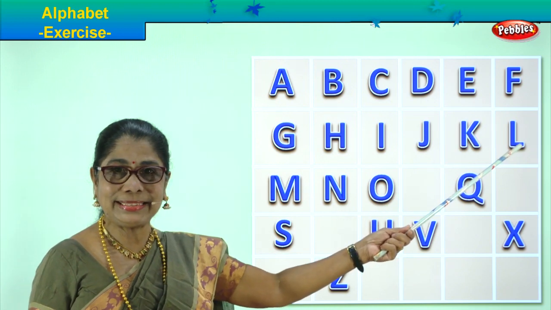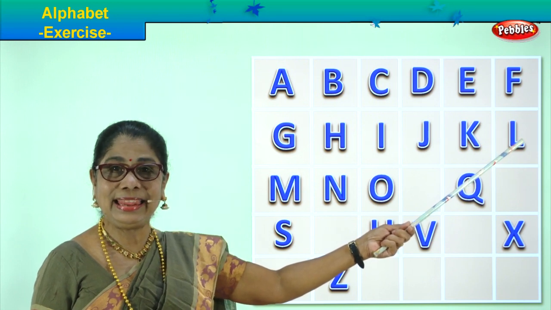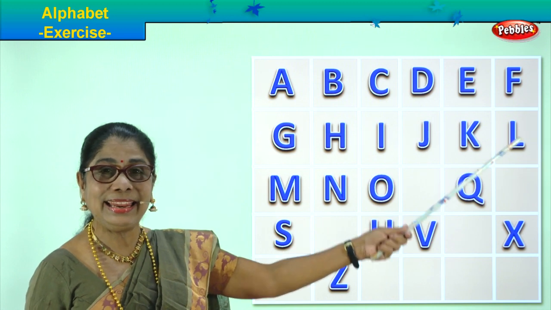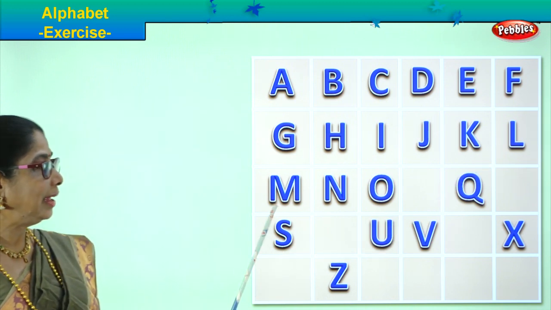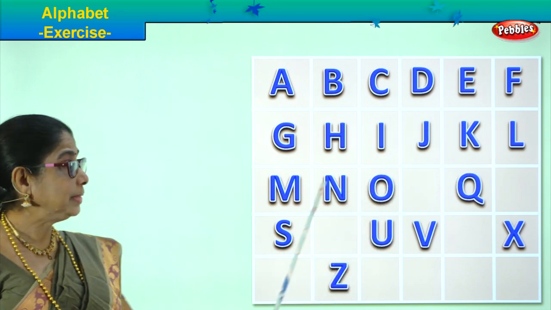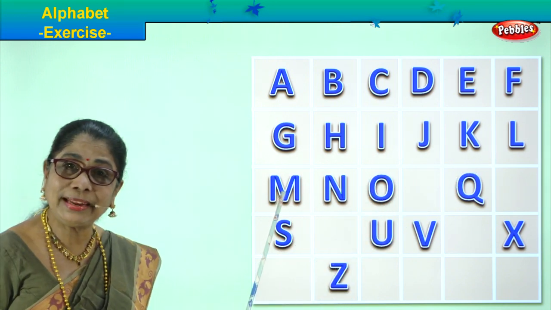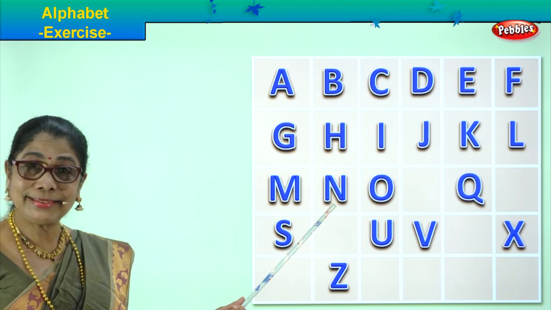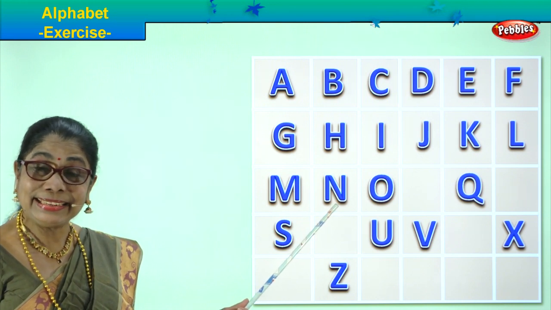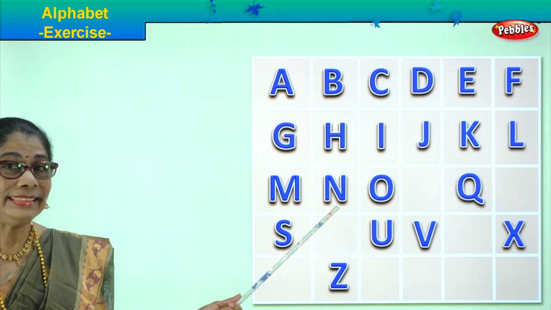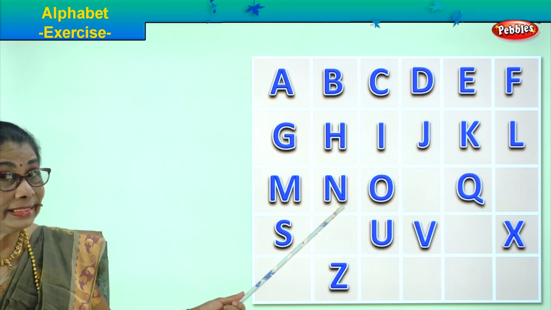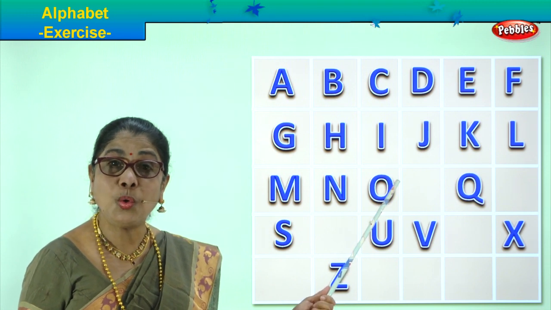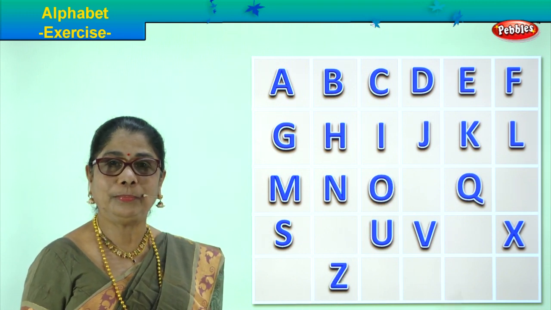Next letter. What is this? Letter L. Lion. Sound? L. Very good. After L comes letter M. What's the sound of letter M? M. Good. And what is this? Letter N. Sound? N. Nose. N. Good. And this one, letter O, owl, sound O.